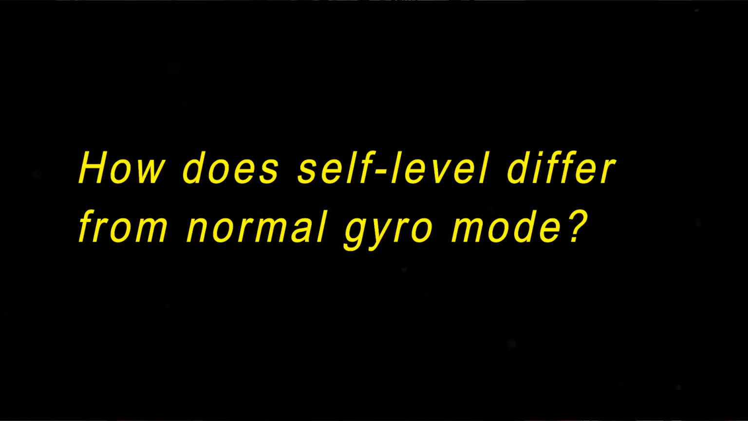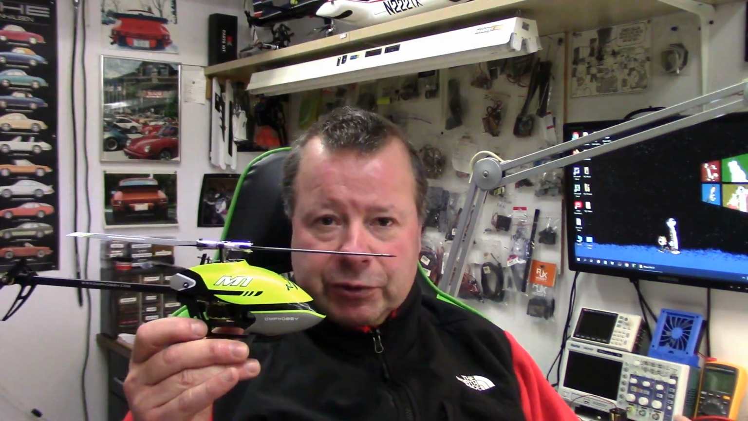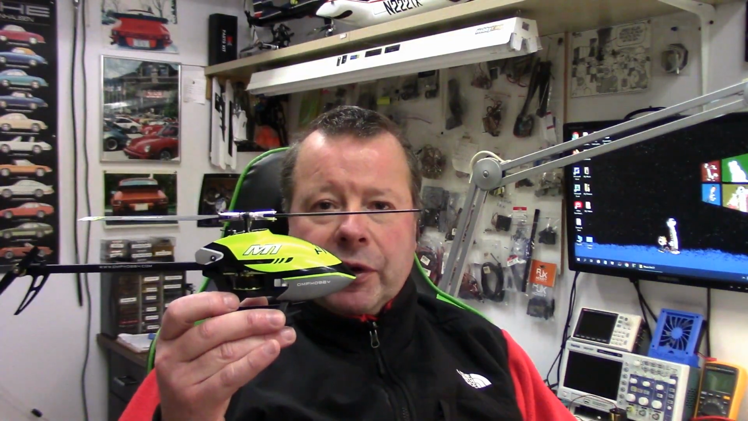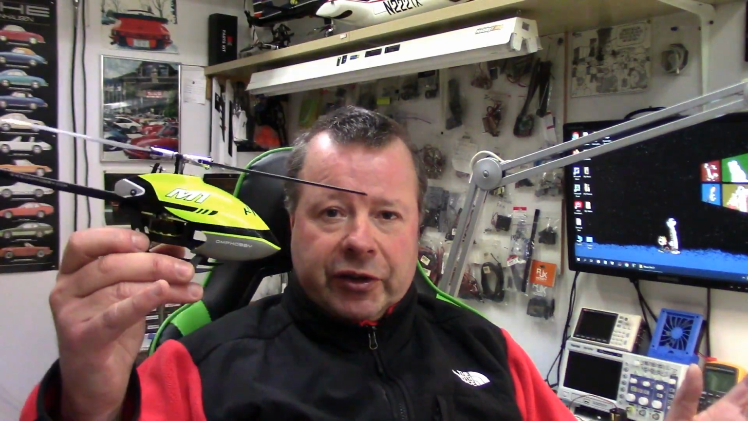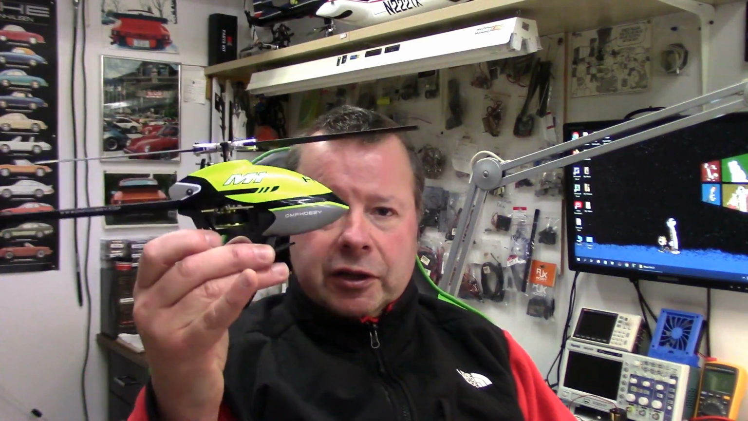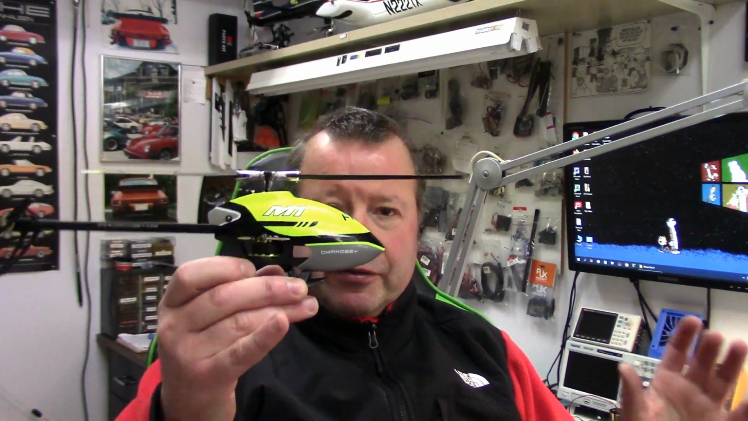Question number 1. How does self-level differ from normal gyro mode? Well, really to answer that, we have to go outside for a flight, which we will do at the end of the video. But real quickly, just a couple of little points to mention. This is pretty basic stuff. Self-level mode, as the name would suggest, if you're flying along and you center your cyclic stick, the helicopter will immediately come back to level. It's very robotic and very abrupt.